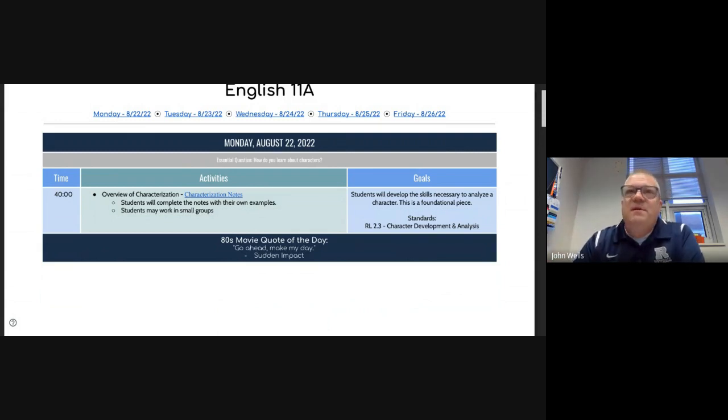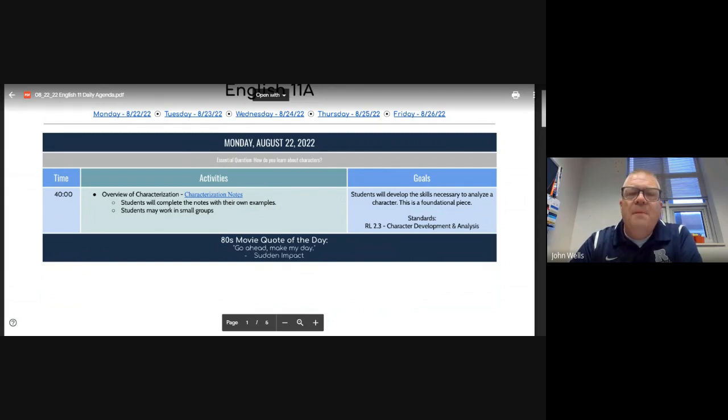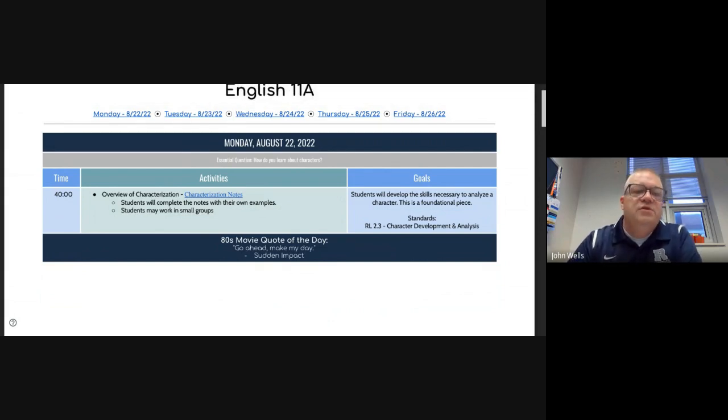Inside of this, we'll have some information about what's going on. We'll have a link to the documents that you'll be needing. And again, that information will also be posted in Classroom.